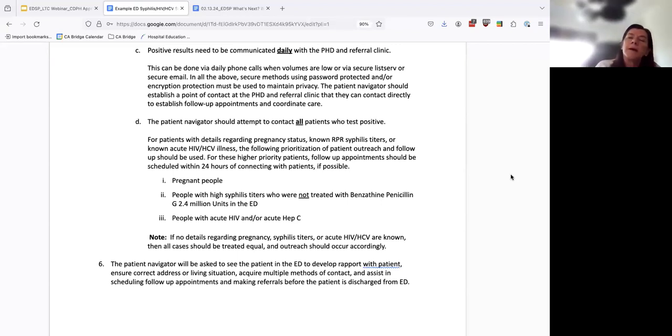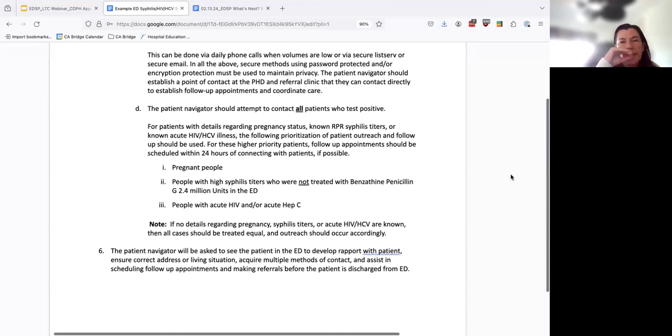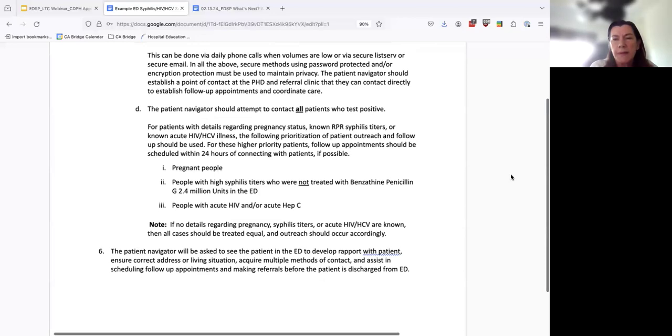So now we're really moving to the role of the navigator. And the navigator typically is the person who's communicating daily with the public health department and the follow-up clinic. So I say I'm moving to the navigator role now, but actually that last section I just covered also typically is done by the navigator. So patient navigators should attempt to contact all patients who test positive. And generally speaking, the navigator is just going to work through their patients every day.